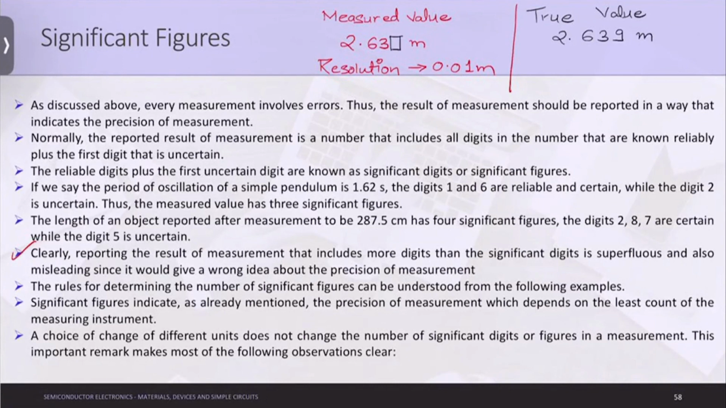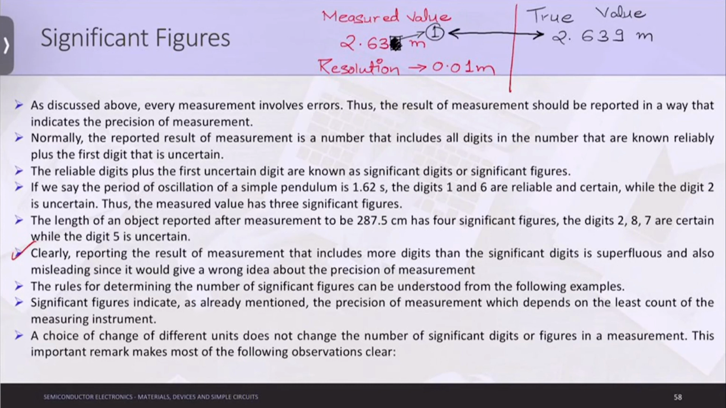As the last digit was uncertain, you would have put any value here. Let us say you would have put one value, right? Because it is uncertain, you can see the difference in the error which can be observed between 2.631 and 2.639. So because it is uncertain, there is a higher probability that anything you add after the first uncertain digit will be erroneous only.